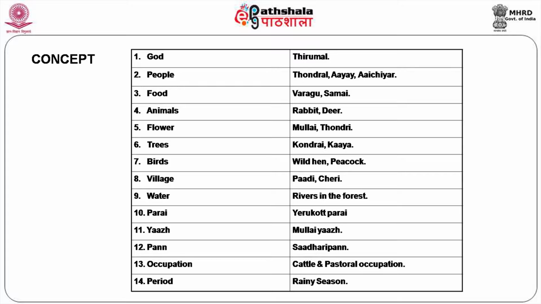Water, of course, in the forest area you will get rivers, rivulets, all these things. The Parai is Yerkotu Parai. Yaazh, again, is Mullai Yaazh. Pann is Sadari Pann. Their basic occupation, because of the forest area, is cattle and pastoral occupation, and they also use the forest as social forestry. Their period is the rainy season.